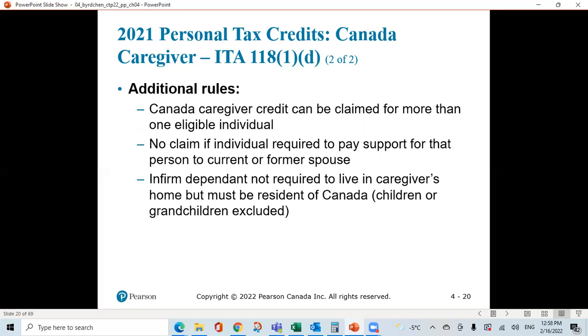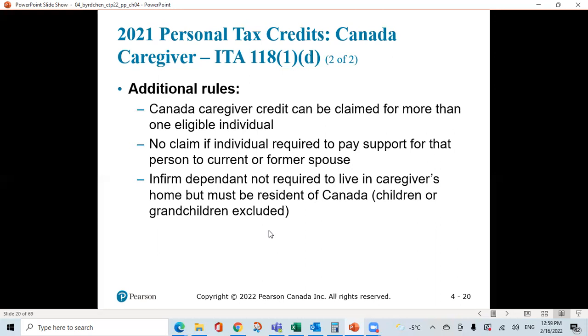There are also some additional rules. The Canada Caregiver credit can be claimed for more than one eligible individual, but they have to share. So if both persons claim one individual's caregiver credit, they have to share the credit. No claim if the individual is required to pay support for that person to a current or former spouse. The infirm dependent is not required to live in the caregiver's home, but must be a resident of Canada. So children or grandchildren are excluded.